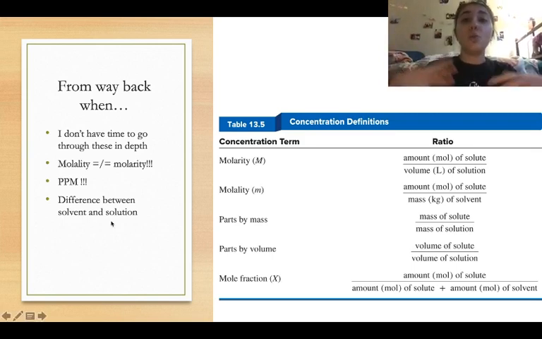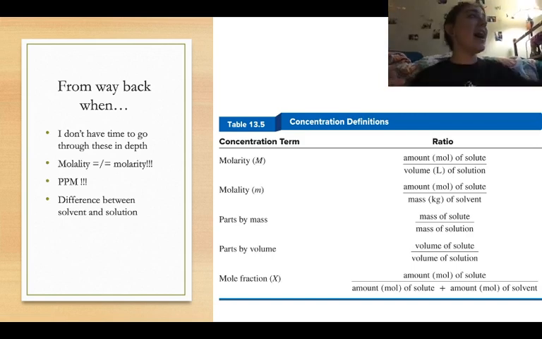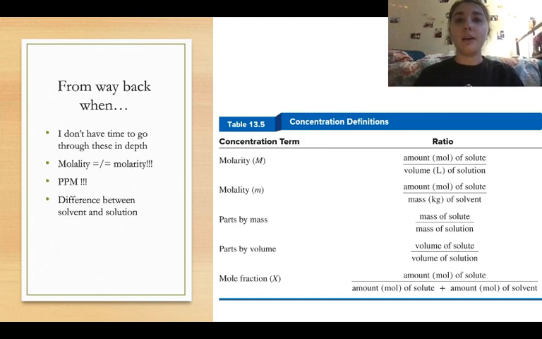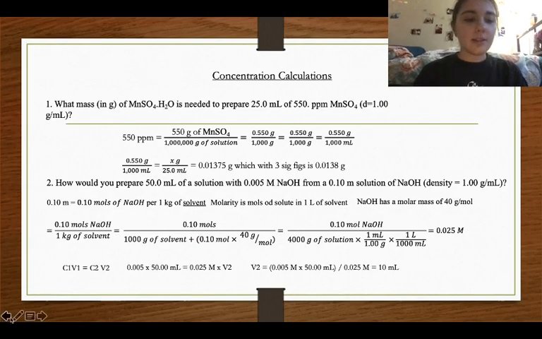Solution is solute with solvent. So solution is that in general. So if it tells you I have manganese sulfate hydrate, the manganese sulfate and water together is the solution, but the solvent is the water and the solute is the manganese sulfate. So there are ways to separate them, and you do need to be able to identify them in a question. All right, so let's go through some of these.